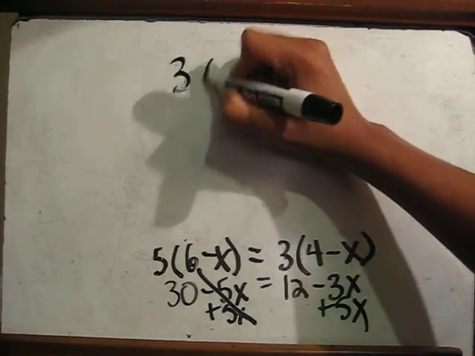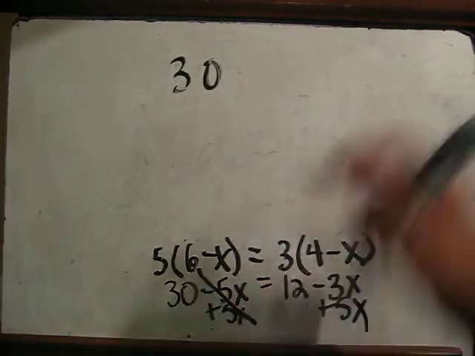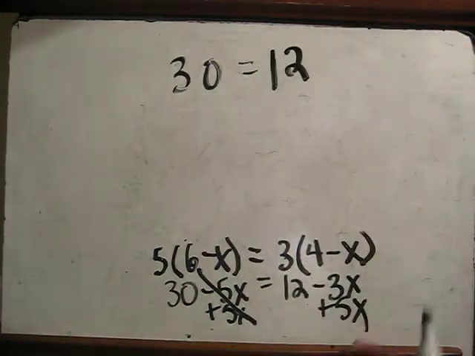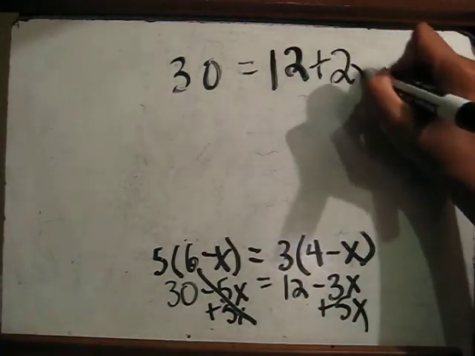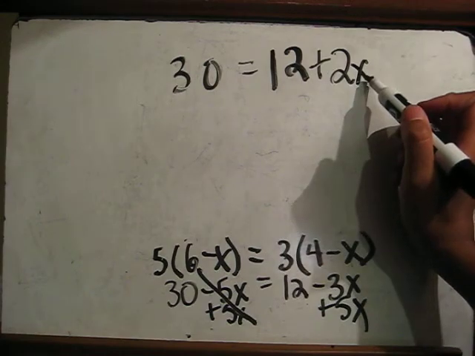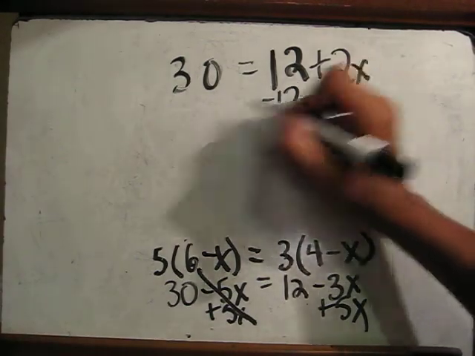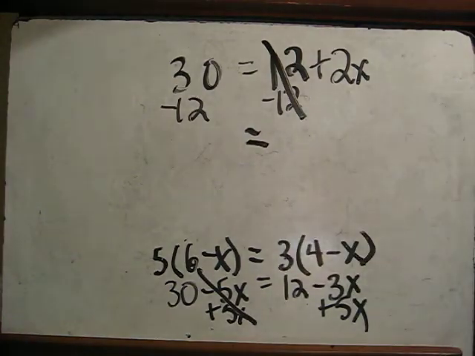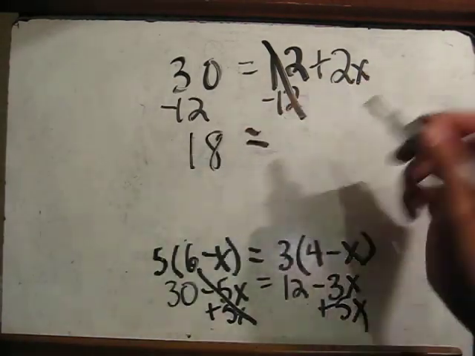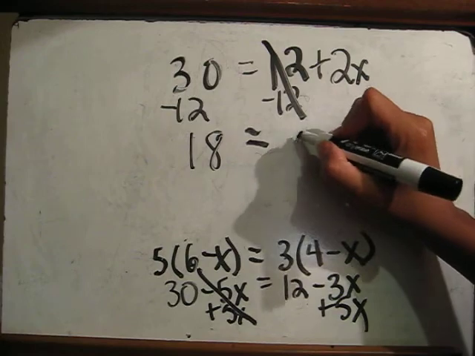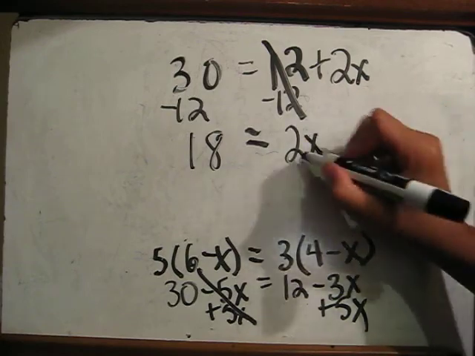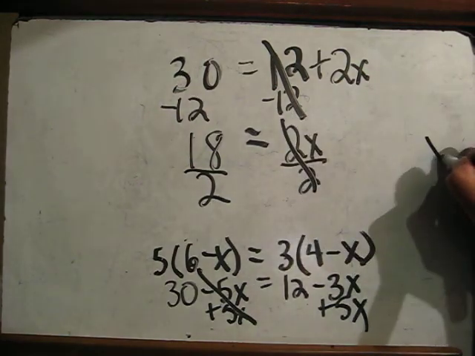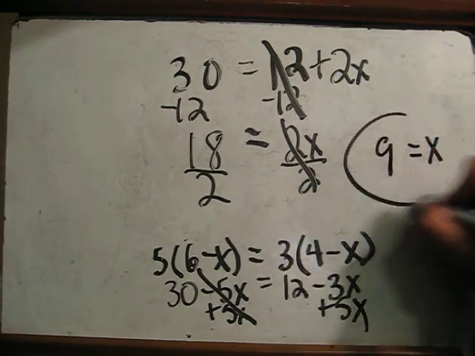So now we have 30 equals 12 plus 2x. Okay, want to get x by itself, got to get rid of the 12. Okay, 18 equals 2x. Divide by 2 on both sides. Now we're left with x equals 9.